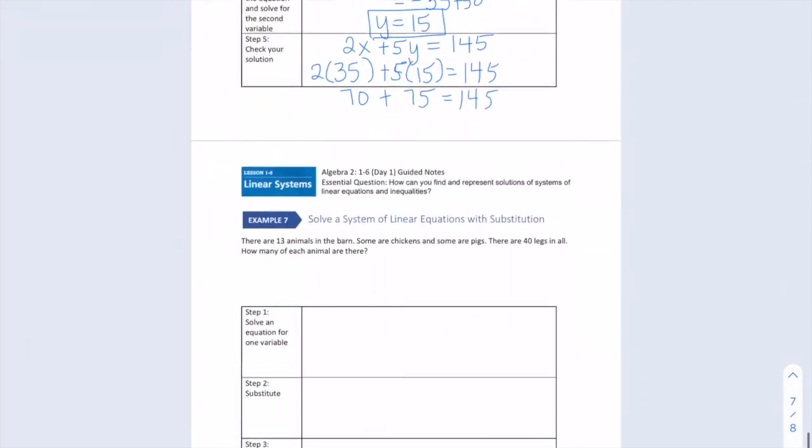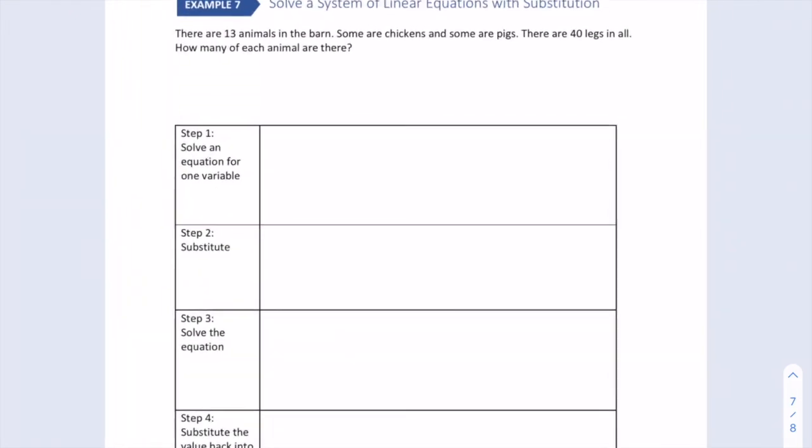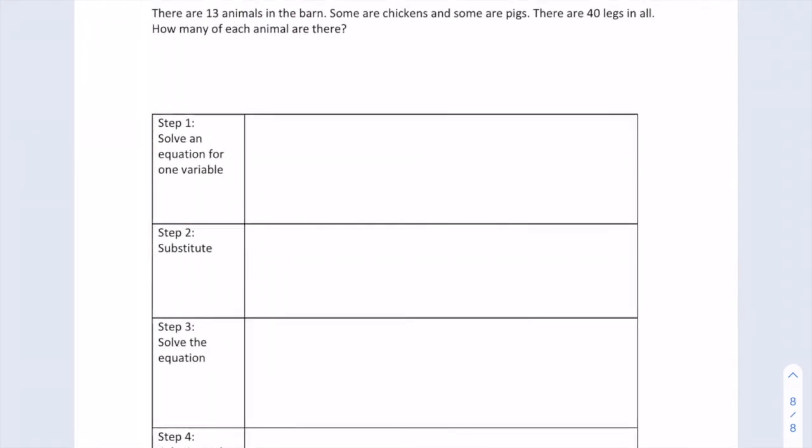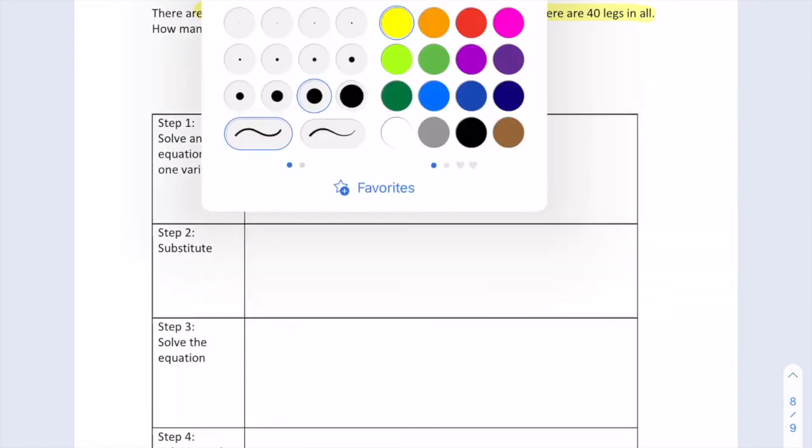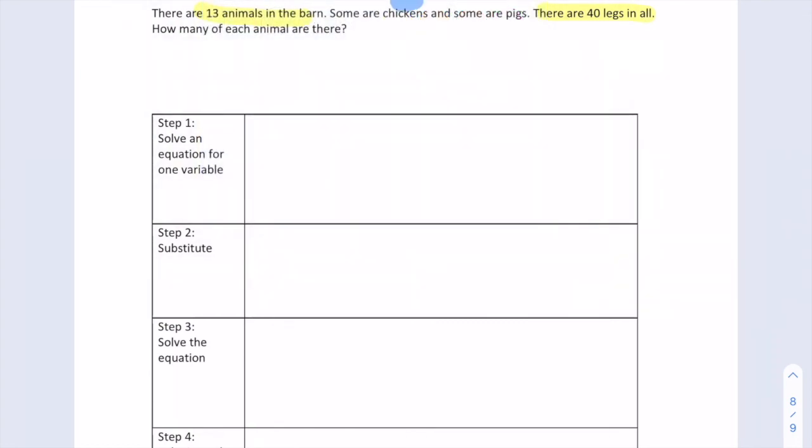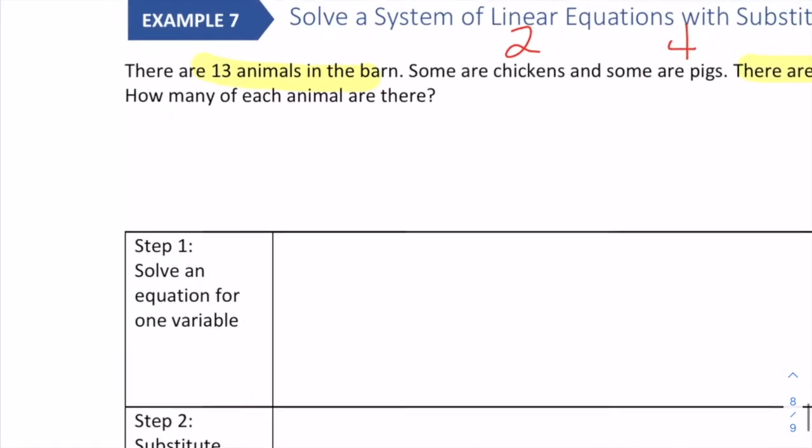Okay, for the last one, we're going to talk about animals in a barn. We have chickens and pigs, and 13 animals in total. Now they say something funny, there's 40 legs in all. So remember, chickens have 2 legs, where the pigs would have 4. Okay, so we're going to have 2 equations, one with the number of animals and one with the number of legs. So let's identify our variables first.